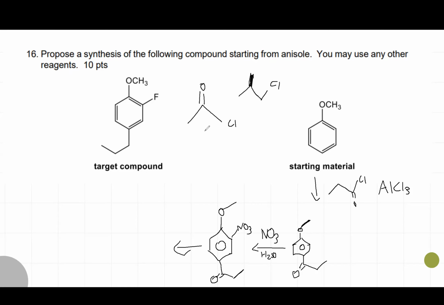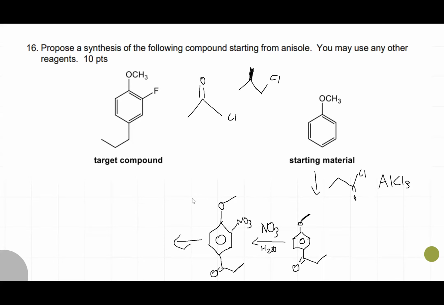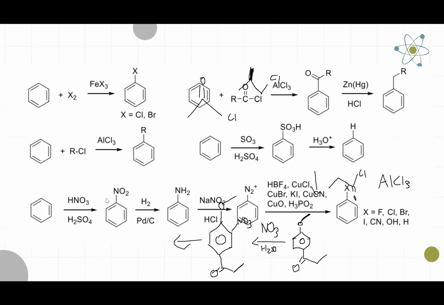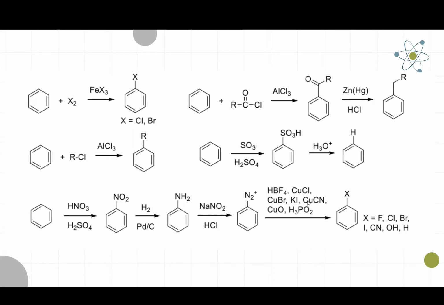I'm not going to finish it, mainly because I don't think I would have enough time. So you will keep going down this path until you reach HBF4, and that should give you F at that compound. And then you just reduce it with Zn(Hg) to an R group, and then you're done.